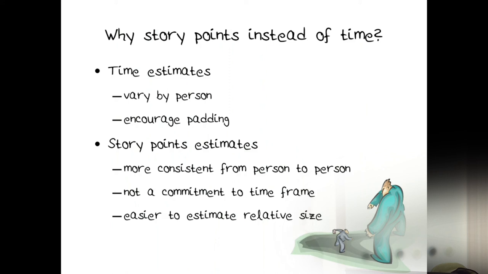The story point estimates tend to be more consistent from person to person. You're not committing to time. You just say, this is about as big. And it's easier to estimate relative size rather than absolute size.